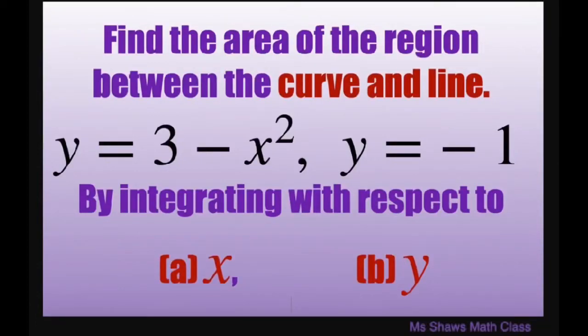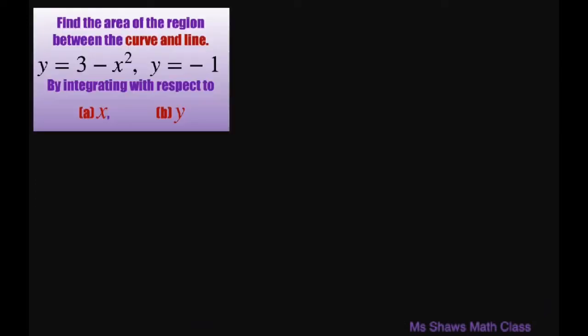Everyone, we're going to find the area of the region between the curve and the line. We have y equals 3 minus x squared and y equals negative 1. We're going to do this by integrating with respect to both x and y. The first one we're going to do is with respect to x, and we already have it set up with y.